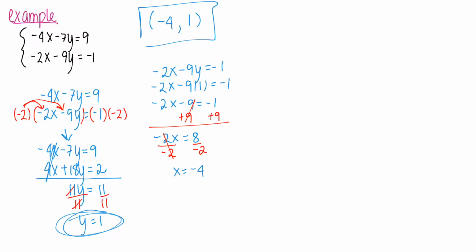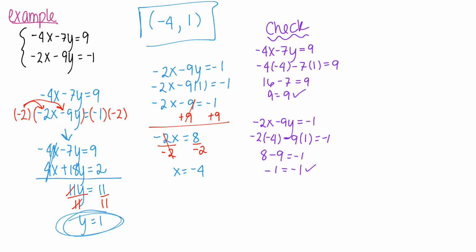Now, we should check it. I'm going to go ahead and pause it and run through the math so you don't have to see me running through it, but that you can verify afterwards. So pause for a second. All right, so I checked it. First equation, 9 equals 9. Second equation, negative 1 equals negative 1. So negative 4 comma 1 is our answer.